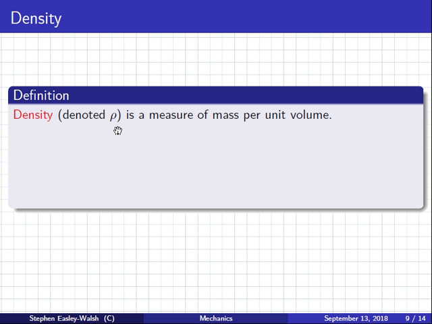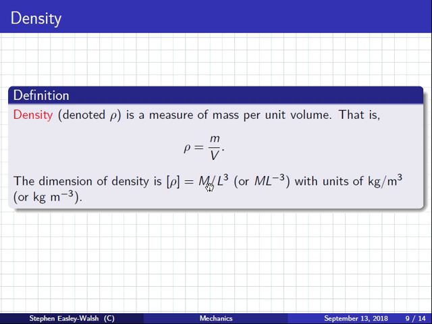It's similar. Good. So it measures mass per unit volume. So we have the formula, it's mass over volume. And we worked out its dimension is m over L cubed. But you can also write it like this, m L to the minus 3.